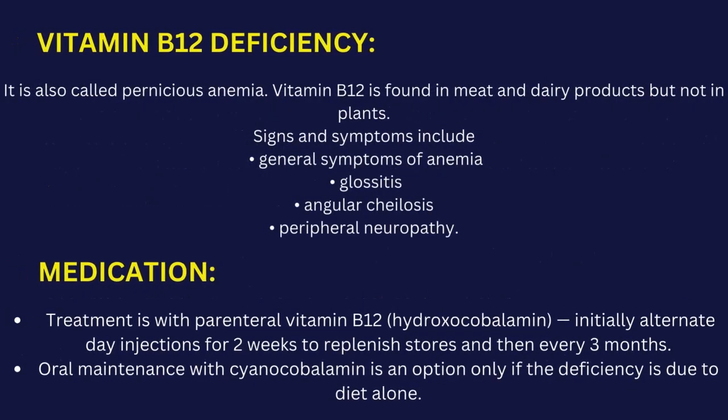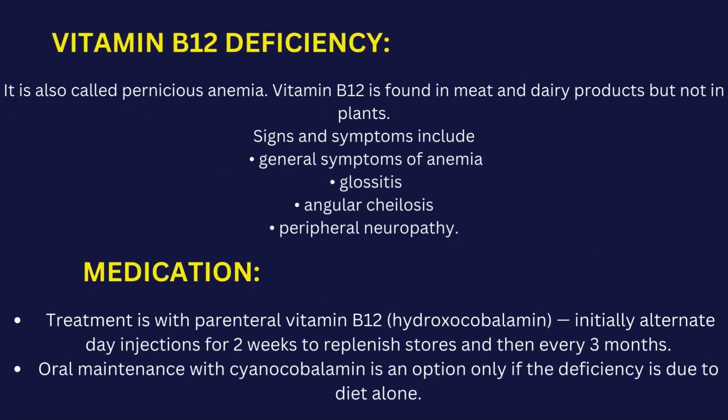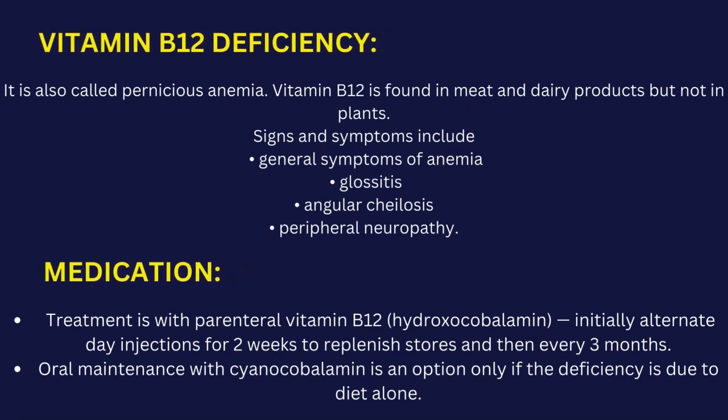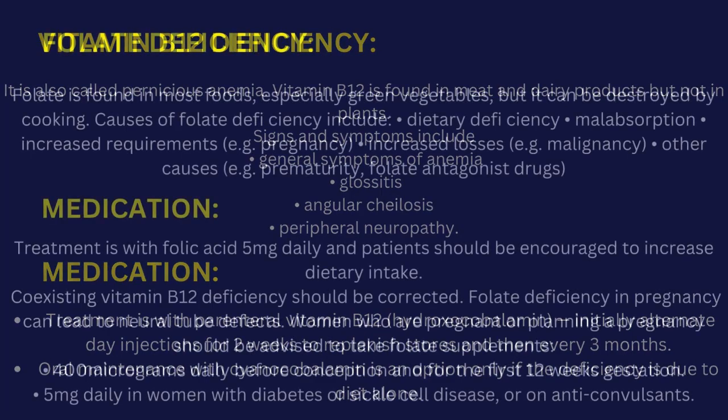Vitamin B12 deficiency anemia. It is also called pernicious anemia. Vitamin B12 is found in meat and dairy products but not in plants. Signs and symptoms include general symptoms of anemia, glossitis, angular cheilosis, peripheral neuropathy. Medication for this type is with parenteral vitamin B12, hydroxocobalamin, initially alternate day injections for 2 weeks to replenish stores, and then every 3 months. Oral maintenance with cyanocobalamin is an option only if the deficiency is due to diet alone.